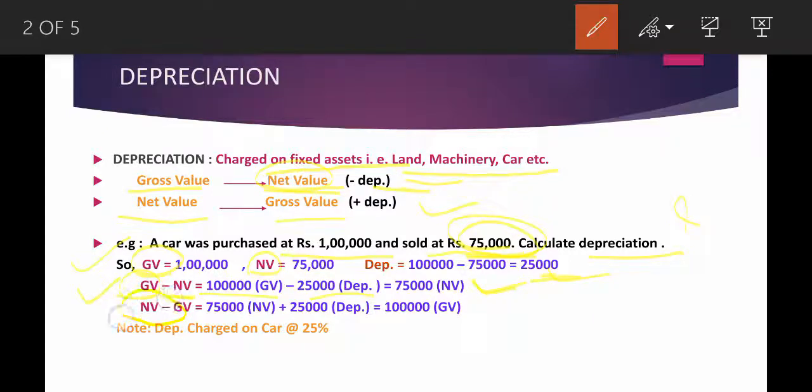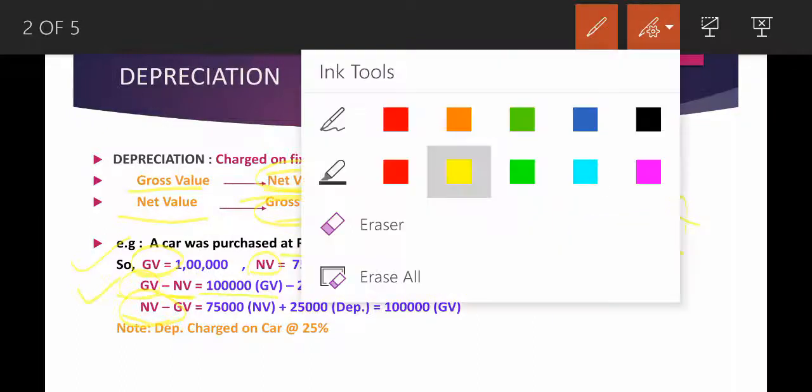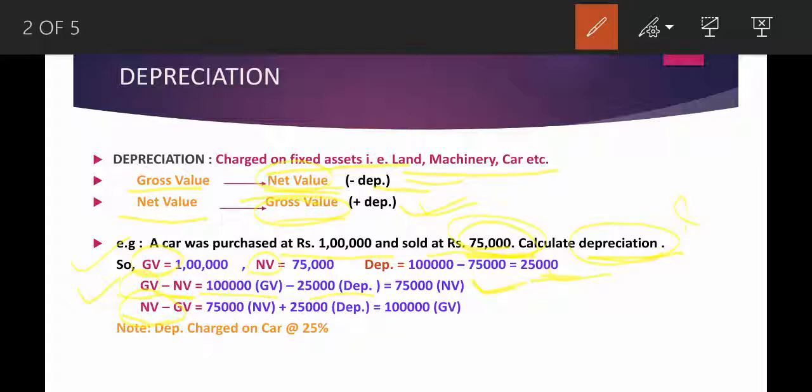Then suppose in the question net value is given to you as well as the depreciation, and you have to find out the gross value, what are you supposed to do? You are supposed to add depreciation. Let's see. The net value is 75,000 and the depreciation is 25,000. Both are added together and what have you got? You have received 1 lakh rupees as gross value.